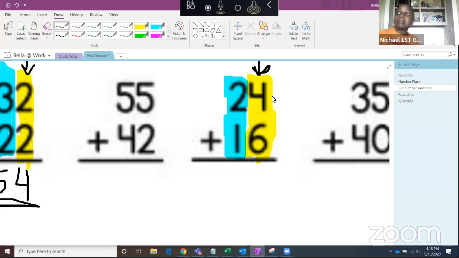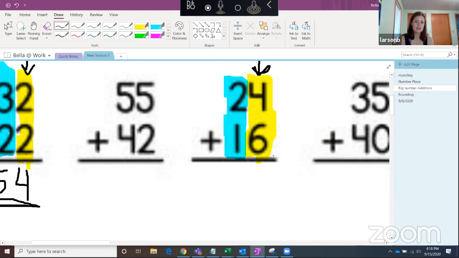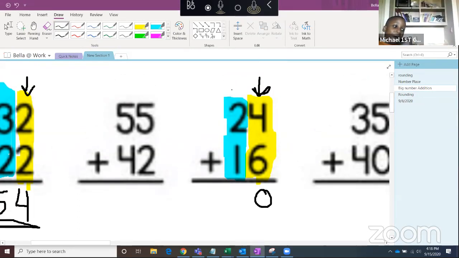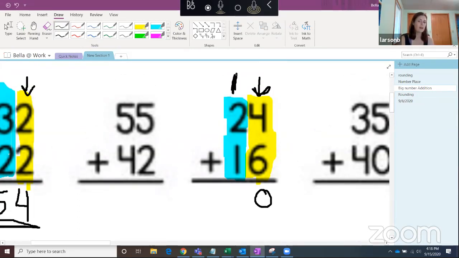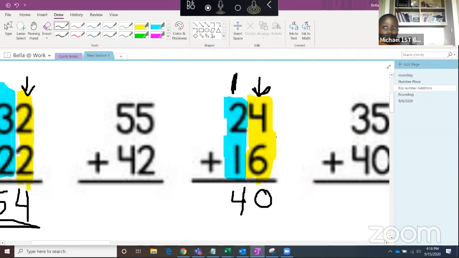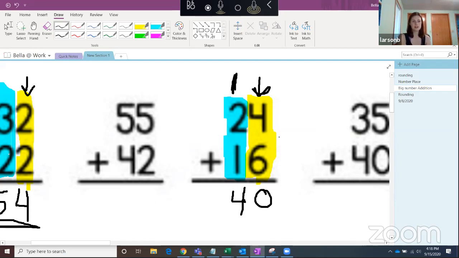Yes. So we have a 0 now in this one, but we still have a 1 that we're moving to the tens place. And the 1 is 10. So now we have 1, 2, and 1. Yep, which is going to be 4. 1, 2, and 1. So the final answer here is 40.